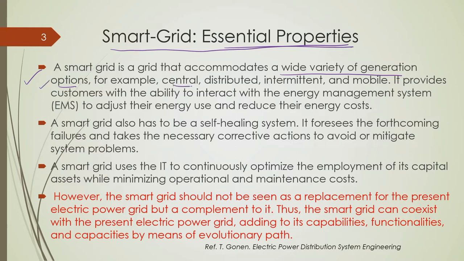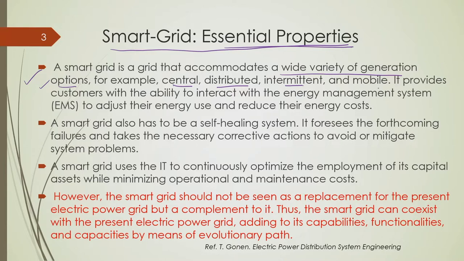generating options, which include centralized generation, which is the existing generation, and distributed generation, which is very important. Distributed generation we already discussed in the last module, and of course, it is nowadays a part of a typical distribution network. Also intermittent generation, which we already discussed, some sort of renewable energy resources like solar photovoltaic or wind energy systems, whose generation is intermittent. Those should be part of a typical smart grid, and also mobile generation units, which I have not talked about. It means that you may have mobile energy resources, in terms of a small battery or in terms of a small generation unit.